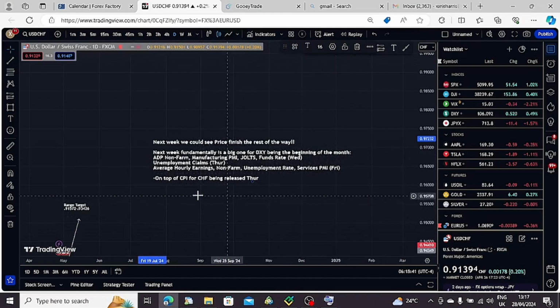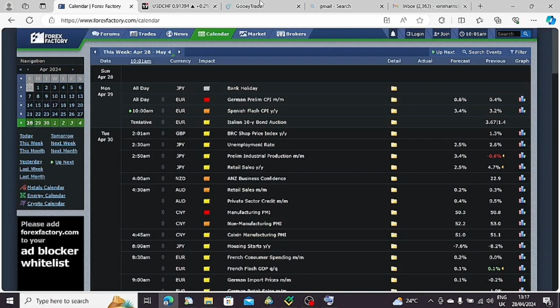Then on top of that, we have CPI of CHF being released on a Thursday this week. So that's just my summary. I got it from Forex Factory. For new traders, you can check Forex Factory. That's where I get all my news.